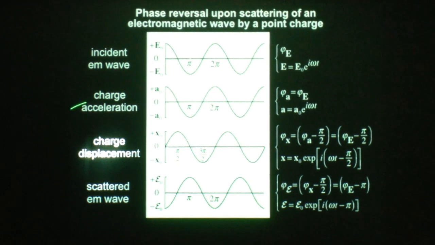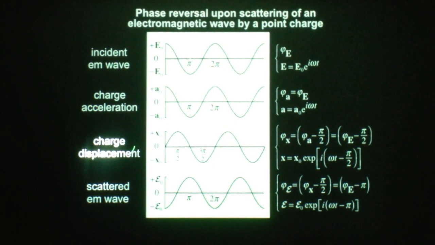So the range of the charge acceleration is from plus to minus. By the way, these are all drawn on the same vertical scale, but it varies from one set of these wave diagrams to the next. Okay, so the acceleration follows the incident wave. So the phase of the acceleration is equal to the phase of the incoming wave.